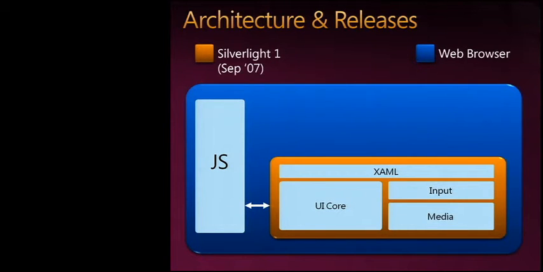So there's a media pipeline inside of Silverlight and a set of encoders. Everything you basically need to take a video file, decode it, render it, and show it to your user. Silverlight 1, one thing it does not have is an internal programming model.